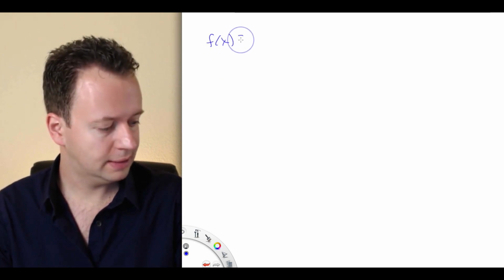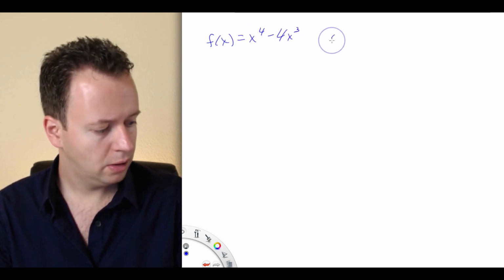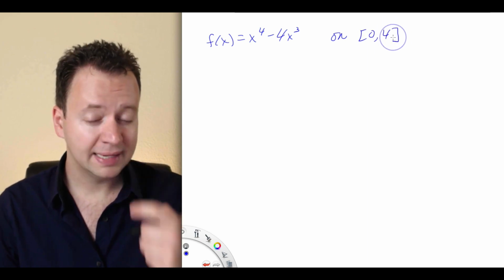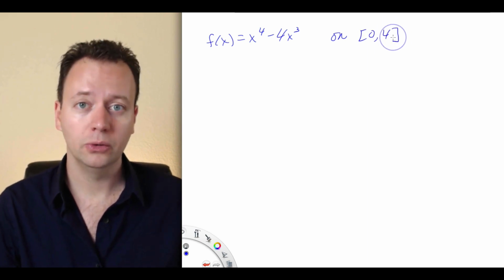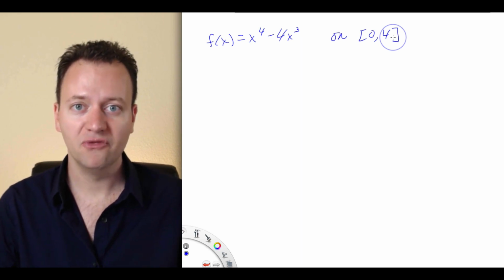Okay, so next we're going to bring all of this together with a few concrete examples. The first one is we'll consider the function f of x is equal to x to the 4 minus 4x cubed on the interval from 0 to 4. So for each of these examples, our task is to locate the maximum and minimum values.